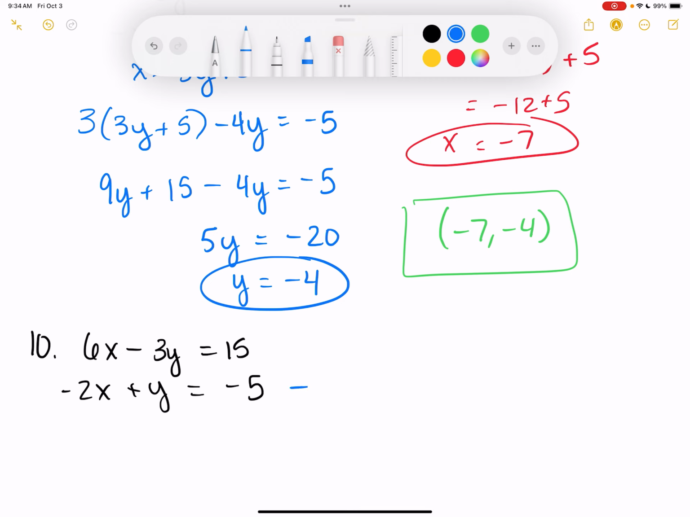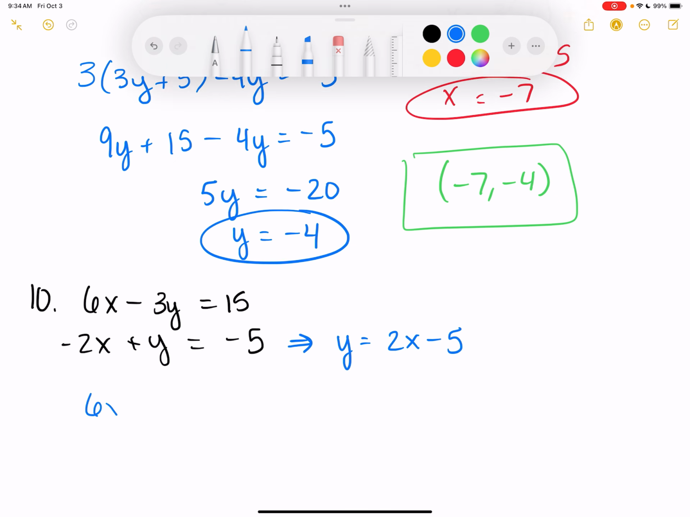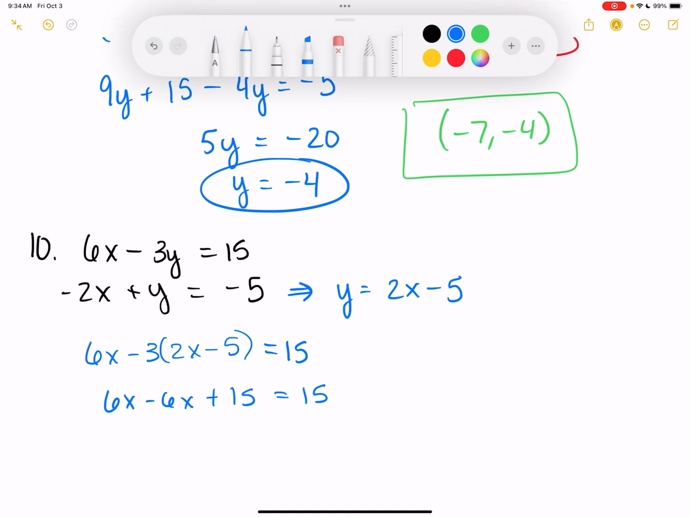Now, you can obviously choose any of the variables, but a lot of times you're going to end up with fractions if you choose something other than the one that's just by itself, so just be aware of that. So y equals 2x minus 5, and we're going to plug that in for y in this other equation. So I get 6x minus 3 times 2x minus 5 equals 15. So 6x minus 6x plus 15 equals 15. So move the 15 over. I get 0 equals 0.